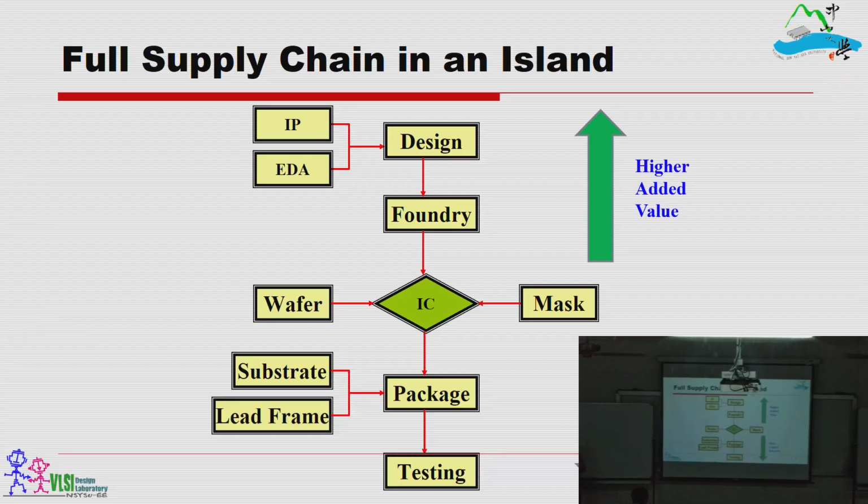So we call that upstream. Upstream means that you need a lot of effort in your mind, instead of capital. So the added value is higher. So for the foundry and the design, we need a lot of brain power, okay? And for the downstream packaging and testing, we need a lot of capital. We need land, okay? We need big factories and plants. So it's capital intensive. And the profit margin of this one is higher than this one, all right?